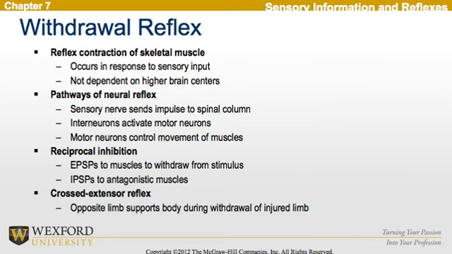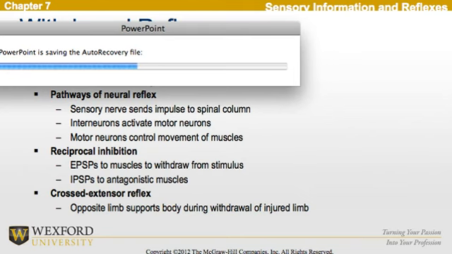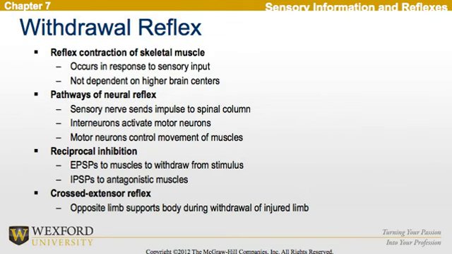Next, we also see that the body has a withdrawal reflex. This is a reflex contraction of skeletal muscle. It occurs in response to a sensory input, but it is not dependent on higher brain centers. The pathway is a neural reflex. The sensory nerve sends impulses to the spinal column. Interneurons activate motor neurons. The motor neurons control movement of the muscles.